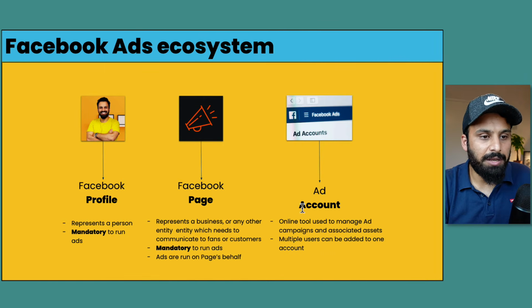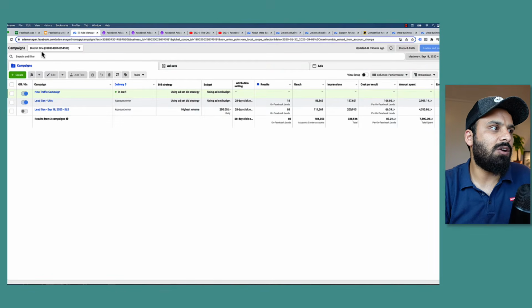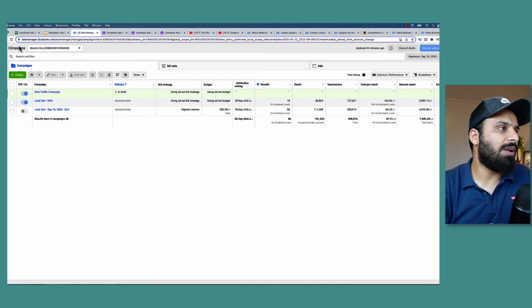You can create a Facebook page for free, and same thing with an ad account. An ad account is like an online tool, just like this one. For example, this is an ad account for District 1. And in here we have different campaigns. See, these are different campaigns we run. It's an online tool. You click on the link and you can come here.